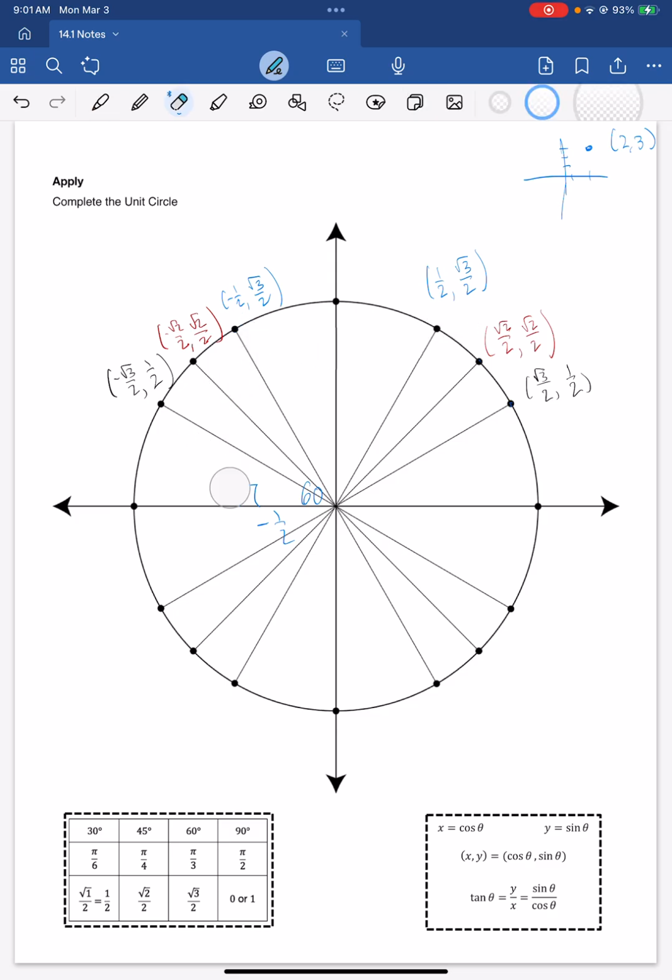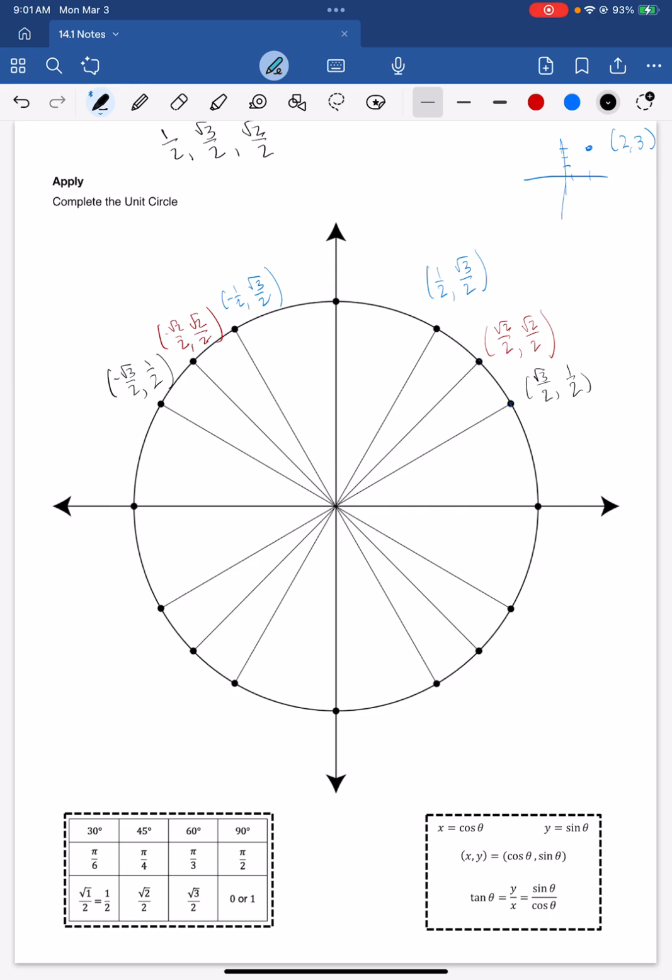All right. And so this is always going to be the case. Your coordinate points, you have a couple of different options. It can be 1/2, it can be root 3 over 2, or it can be root 2 over 2.